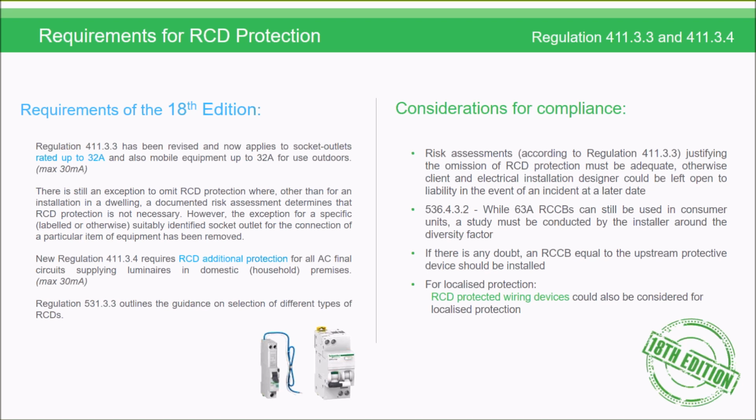Regulation 536.4.3.2. So while 63 amp RCCBs are used in consumer units today, a study must be conducted by the installer around the diversity factor. So this is where, if there's any doubt about the protection of the RCCB, you ensure that you've got an RCCB which is equal to the upstream protective device. Okay. And then for localized protection, RCD protected wiring devices can also be considered for those localized protection scenarios.